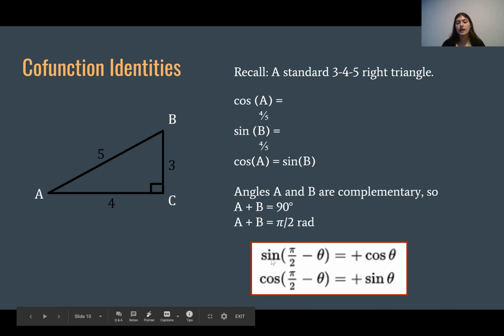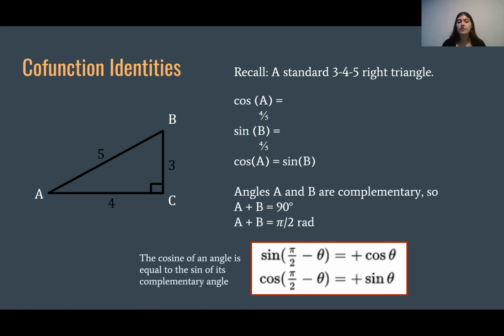All right, so sine of pi over 2 minus theta equals cosine theta, and cosine of pi over 2 minus theta equals sine theta. So let's write these down. These are our two starting cofunction identities. So cosine of an angle is equal to the sine of its complementary angle. That's all that's happening here.